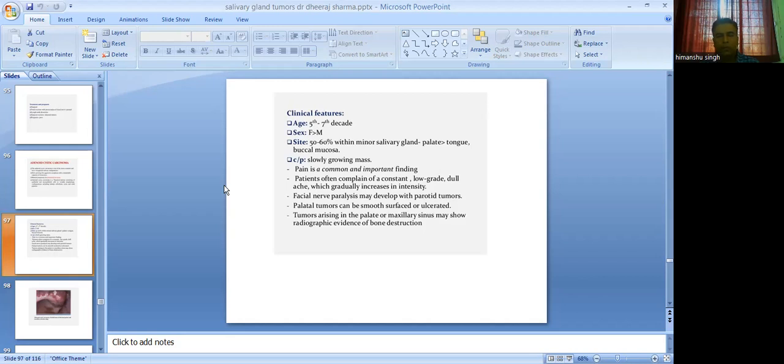Clinical presentation: it is a slow growing mass. Pain is a common finding, and it's the important one. Patients usually complain of a constant low grade dull ache with gradually increasing intensity. Facial nerve paralysis may develop with parotid tumors. Parotid tumors can be smooth surfaced or ulcerated. Tumors arising in the palate or maxillary sinus may show radiographic evidence of bone destruction.